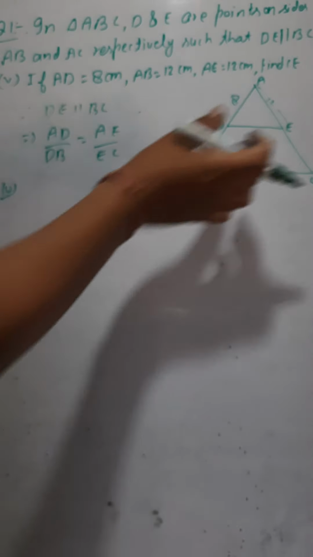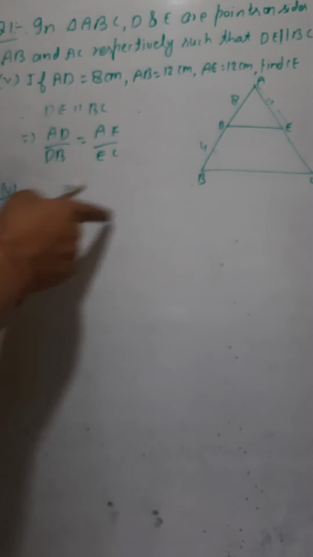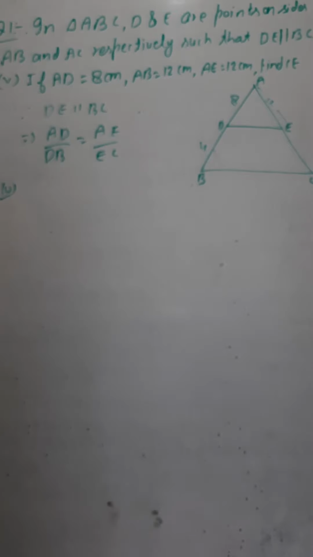You have to find out EC. Yes, simple. Use BPT. Put the values. This is 8 by 4 would be equals to AE, which is 12, by EC. You have to find out. Just cross multiply. You would get the value of EC. Yes or not? Just solve it.